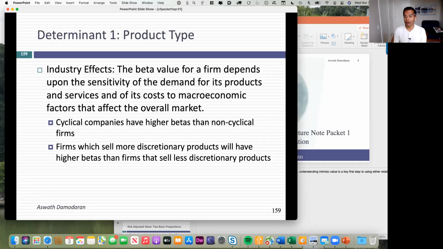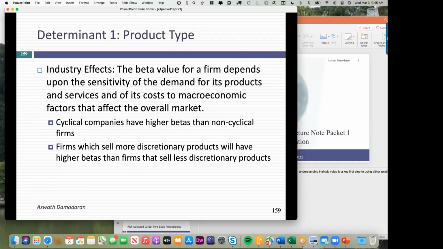Is Twitter a cyclical company? God only knows. What about DoorDash? What about Peloton? So that's where this discretionary, non-discretionary comes into good standing. The more discretionary your product or service is as a company, and again, let me emphasize, discretionary means your customers can live without it, they can delay buying it, they can defer buying it, the higher your beta should be as a company.